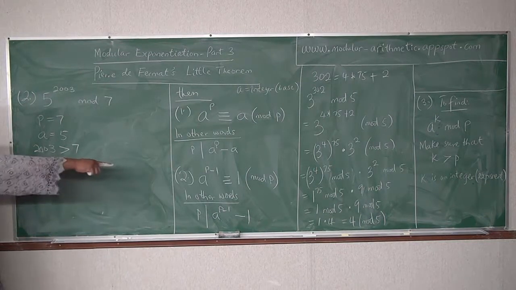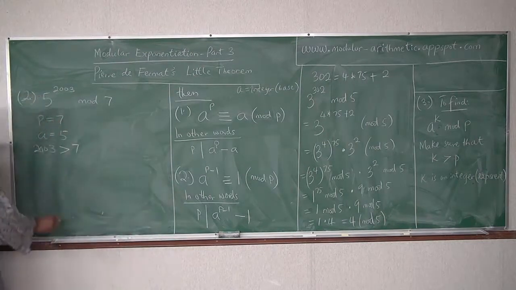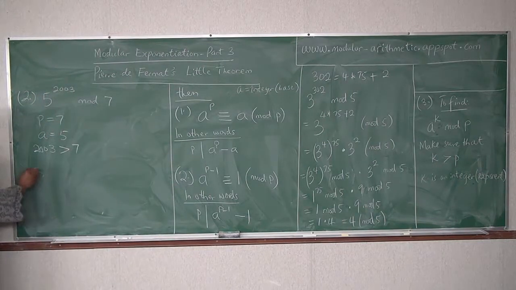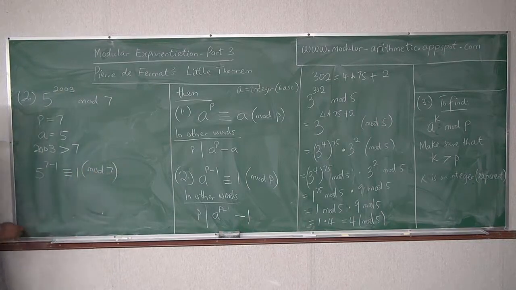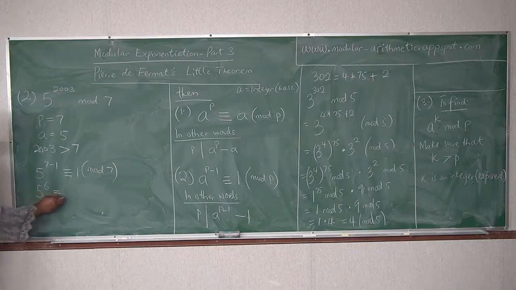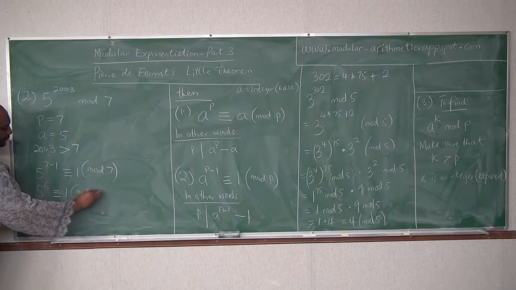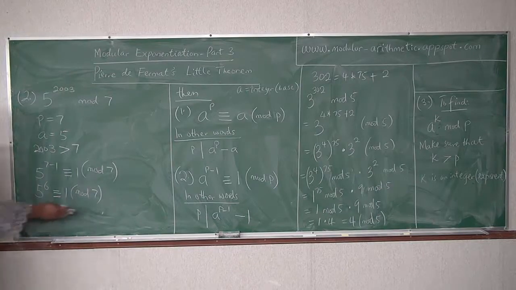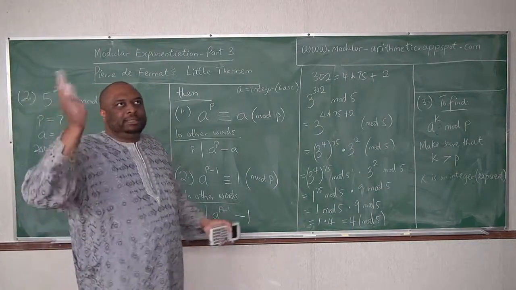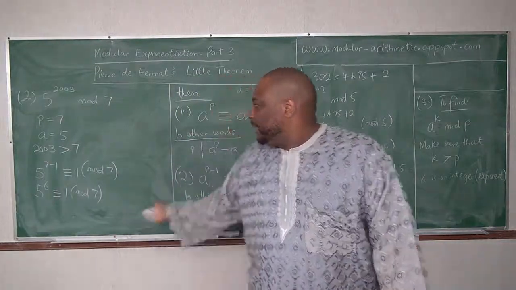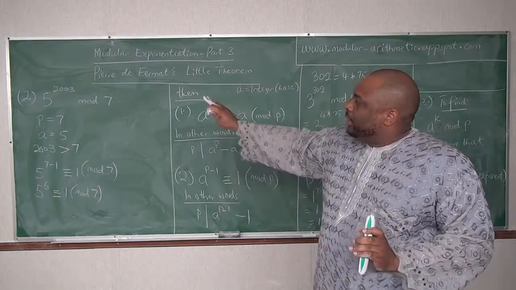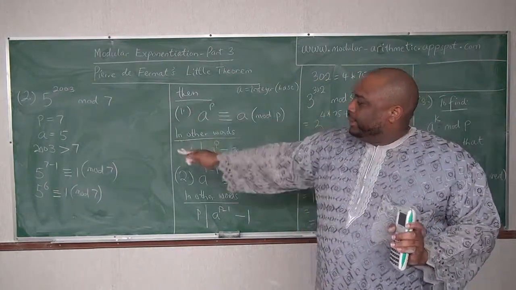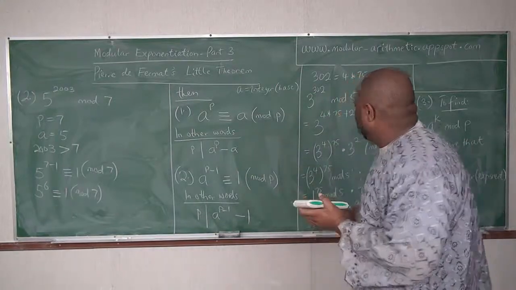So we now use this here. 5 exponent 7 minus 1 is congruent to 1 in mod 7. So this means that 5 exponent 6 is congruent to 1 in mod 7. This just tells you that 7 will divide 5 exponent 6 minus 1. Now, the next thing we will do is break up 2003 and divide it by 6.